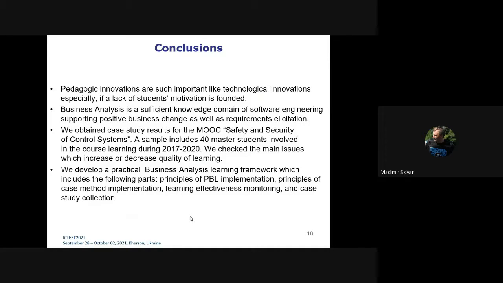And we obtained these case study results for the massive open online course on safety and security of control systems, with a sample of 40 master students, and checked the main issues with increasing or decreasing quality of learning. And I also presented a practical business analysis framework, which is based on project-based learning and case method principles. And that's all.